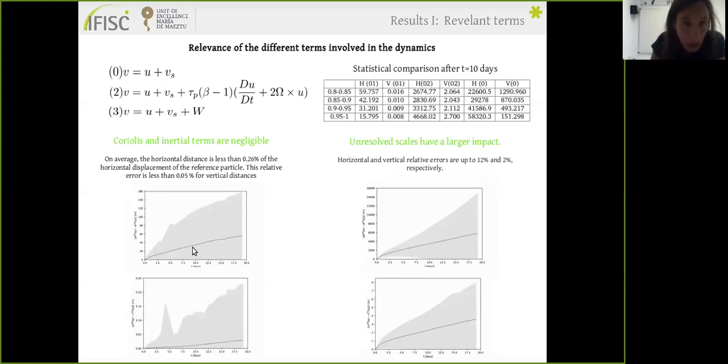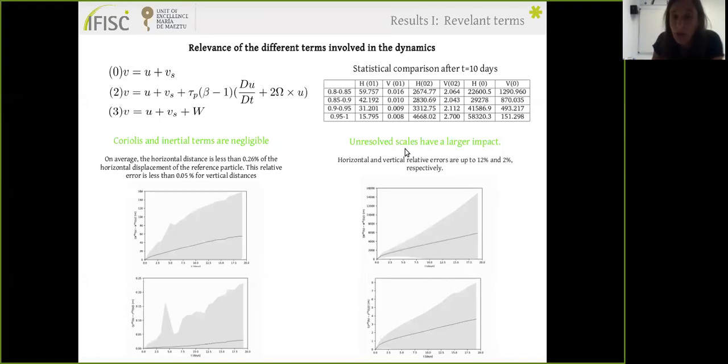and the standard deviation. But this mean is what is compared to the total traveled distance for particles that have been transported from equation 0. So the total distance traveled from this equation is compared to the pair particle distances integrated from these two different equations to look if this effect is negligible or not. And we see that for the horizontal distances, this effect, the Coriolis and the inertial term, is less than 0.26%. And for the vertical it is very, very small. This percentage is 0.05%. So this means that Coriolis and inertial terms are negligible.